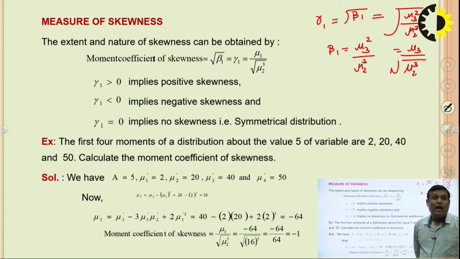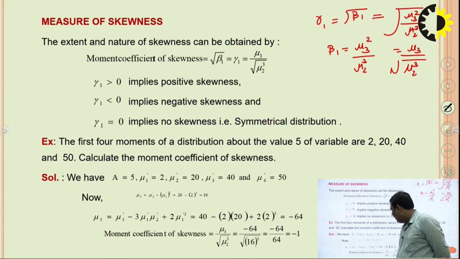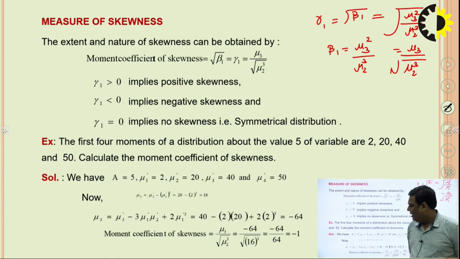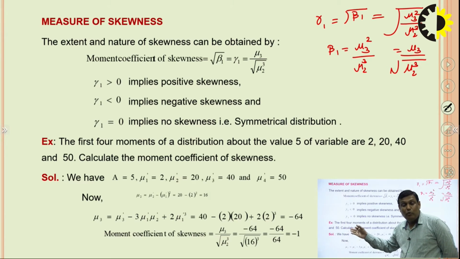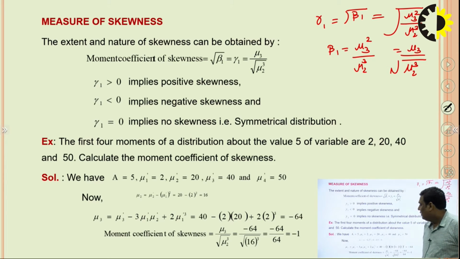About the value means about any point, and we give it the name capital A equal to 5. It's the basic definition of what the moment type is. So here the moment type is raw moment.